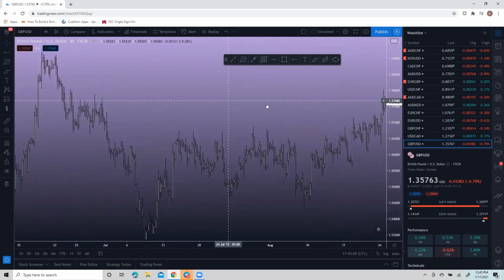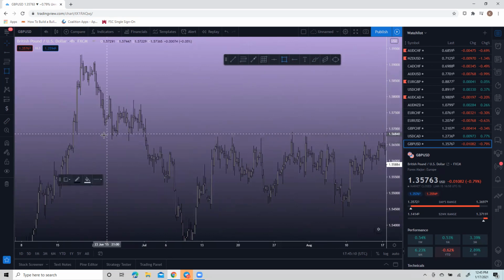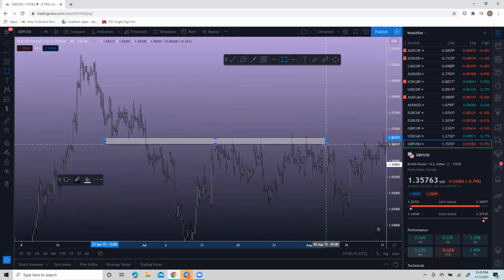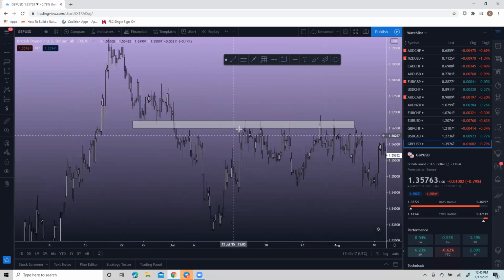Look up top. What is all this? This is support. Price blew through it. It turns to resistance. What are the retailers expecting price to do? Bounce off the zone and shoot down. But what does price really do? Goes above it, hits above it, hits above it, and goes down.